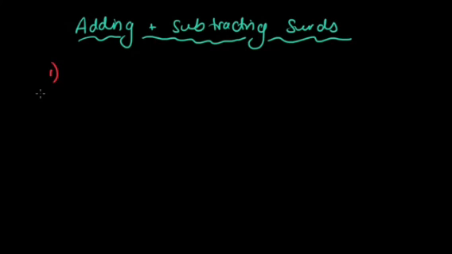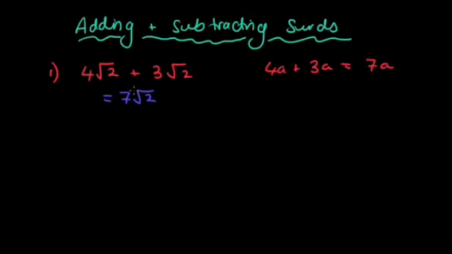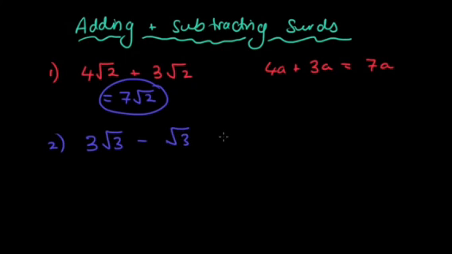So for addition and subtraction, let's look at some examples. First example, 4√2 plus 3√2. Now this is just like algebra. When we say 4a plus 3a, that is 7a. So we shall add the like surds together. First of all, when we add the coefficients, it gives us 4 plus 3, which is 7. And then add it to the surd, it becomes 7√2. Another example, 3√3 minus 1√3 will give us 2√3.